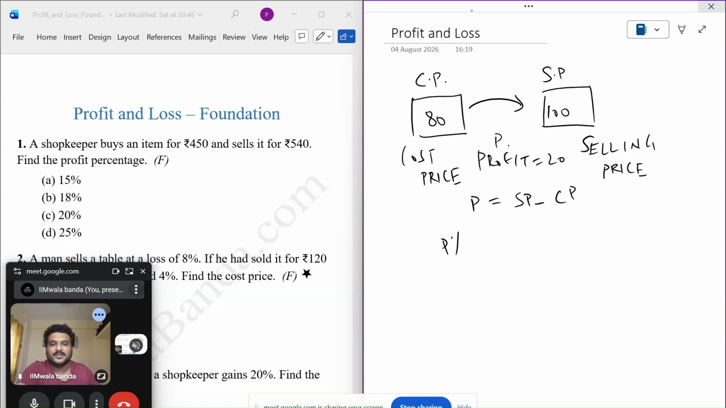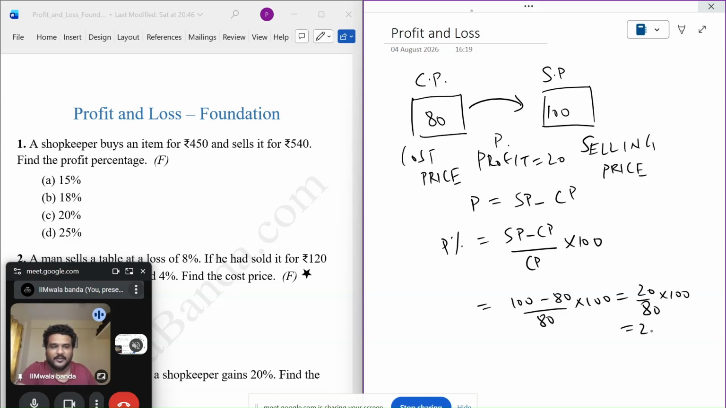And profit percentage will be how much did I gain or how much did I make profit on a particular cost price, right? Let's say in this case, it is 100 minus 80, which is 20 upon 80 into 100. So 20 by 80 into 100, or 1 by 4, or 25%. Why is cost price important? Because if I was making the same profit on a higher cost price, the profit will be way more. So CP is very important.